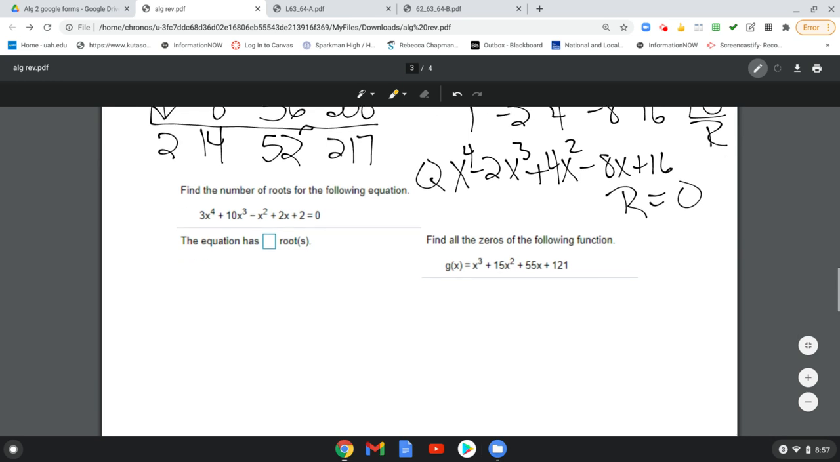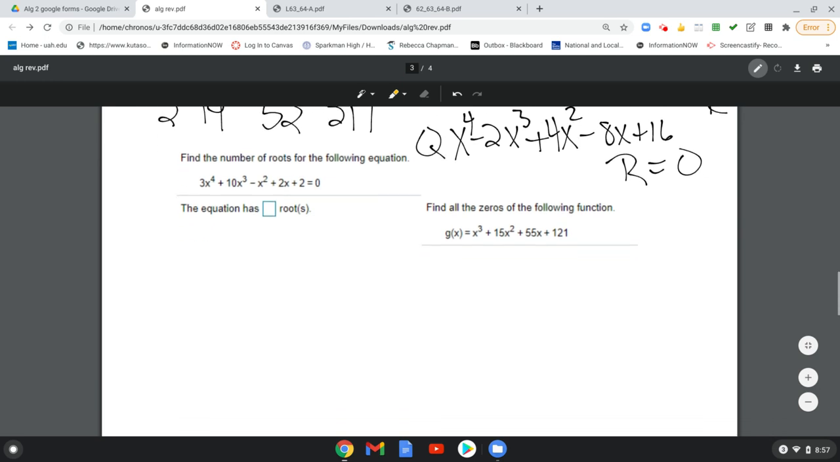On the next question, it just says find the number of roots for the following equation. Well, if you recall, the biggest exponent tells you how many roots this equation will have. So we will have 4 roots. That's it. It doesn't ask you to find them. It just says tell the number of roots you should get.